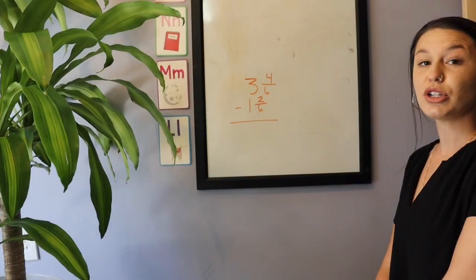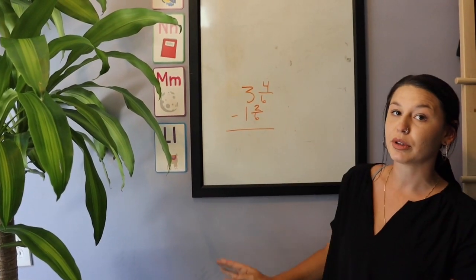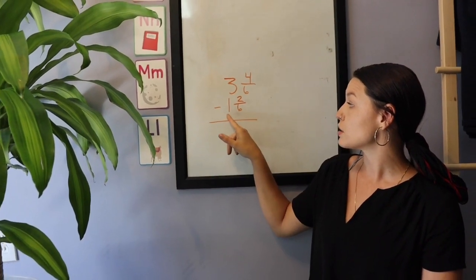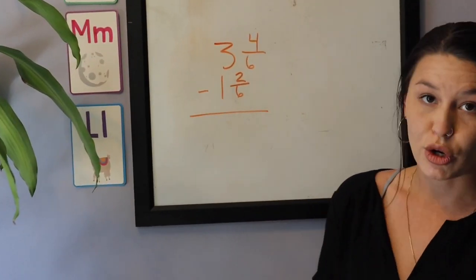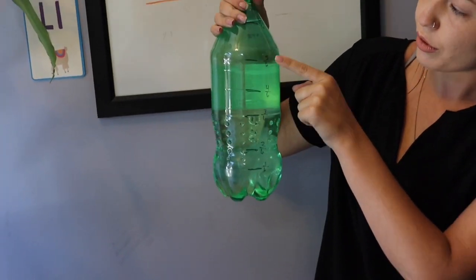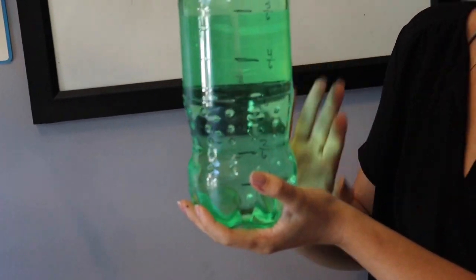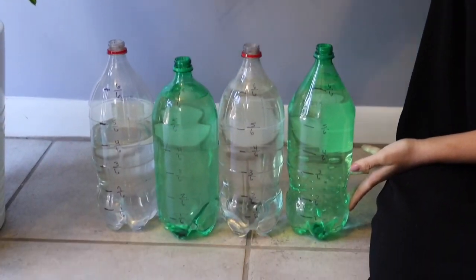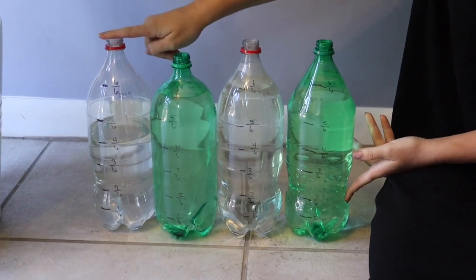So now we're going to do a subtraction problem really quick using a model again. We're going to do 3 4/6 minus 1 2/6. You see these bottles, they're labeled with 6. So 1, 2, 3, 4, 5, 6. So this is 1 whole. So 1 whole is 6/6. So we have 1, 2, 3 wholes, just like up here, and 4/6.